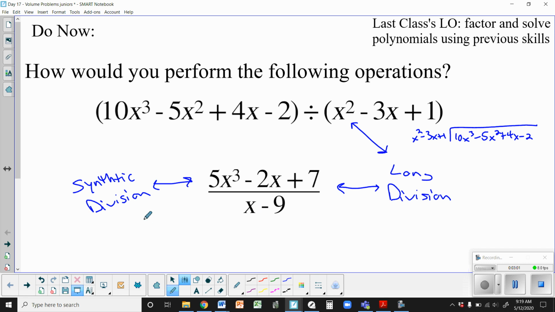First thing we do is set x minus 9 equals 0 to figure out what number we are going to use, and we're going to use a positive 9. Then when we write our setup, we do 5, and notice we don't have any x squared term, so we have to write 0 for the x squared, and then negative 2 and 7. This one's a much faster method to get to our final answer. All right, so hopefully that's what you were thinking as well.